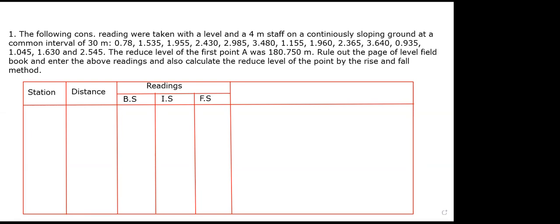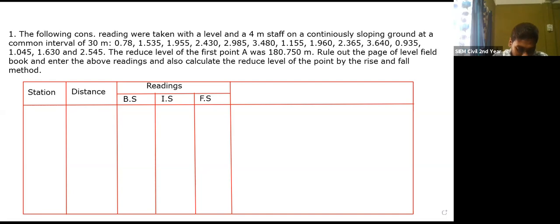Two methods are basically used: the collimation method, and another one is the rise and fall method. Basically, the collimation method is the more rapid method, but the rise and fall method is the simplest but slow method. In the collimation method, the difference between BS, IS and FS, we only need to calculate the RL, reduced level, okay.